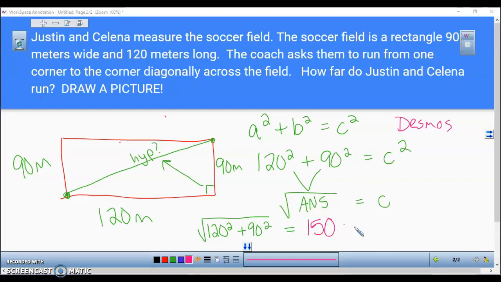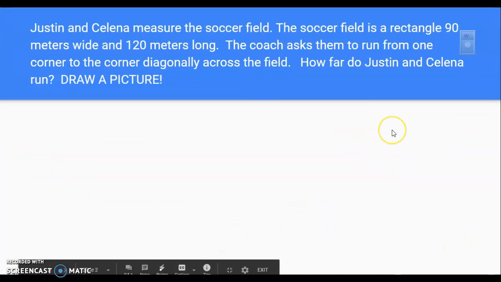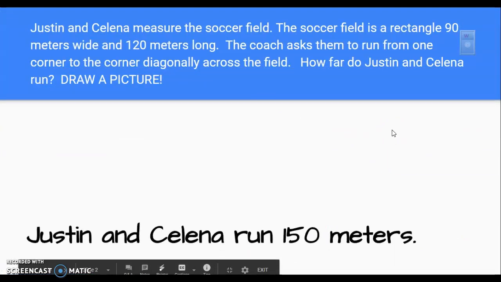150 meters. So now, since this is a word problem, you're going to need to write your answer out in words. You cannot just put 150 meters. That does not answer the question. The question is asking, how far do Justin and Selena run? So your answer needs to be in words. It needs to be, Justin and Selena run 150 meters.